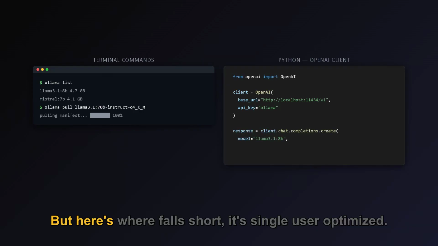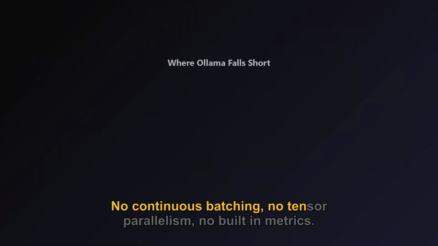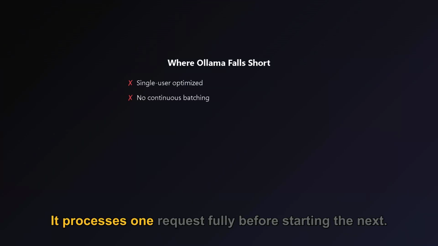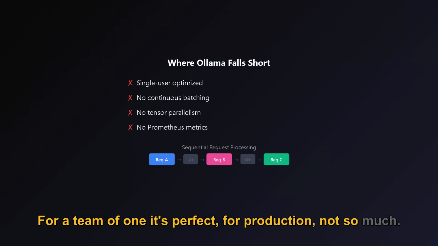But here's where Ollama falls short. It's single-user optimized. No continuous batching, no tensor parallelism, no built-in metrics. It processes one request fully before starting the next. For a team of one, it's perfect. For production, not so much.